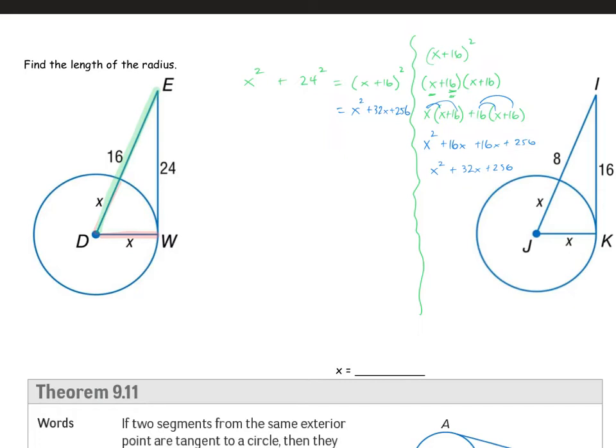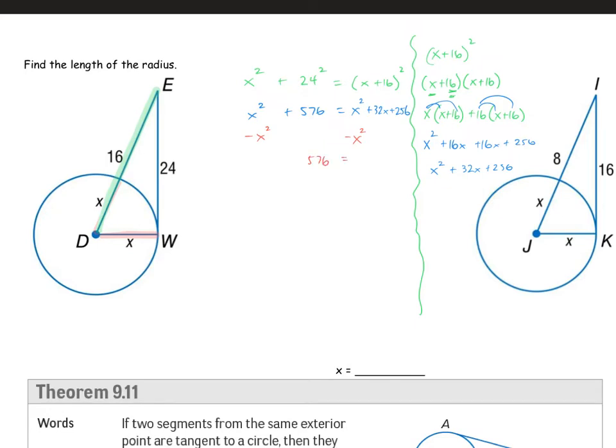24 squared, we saw earlier, is 576. And then I have an x squared. So this isn't as bad or as gnarly as we thought it would be. Again, because I have an x squared, I need to subtract that from both sides. Because we were told that if it's a quadratic equation, the power of x is 2, and we have to have one side set equal to 0. So I'm going to subtract this x squared from both sides.